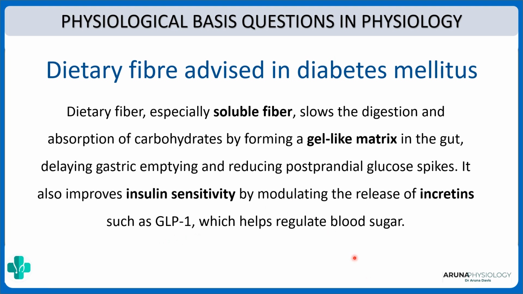So basically, we advise diabetic patients to include more dietary fiber because, first of all, it will help in delaying gastric emptying, thereby reducing the postprandial glucose spikes, and it also improves insulin sensitivity and thereby helps the blood sugar. Why does it delay gastric emptying? Because fibers form a gel-like matrix in the gut. So this is why we advise dietary fiber to patients with diabetes mellitus.